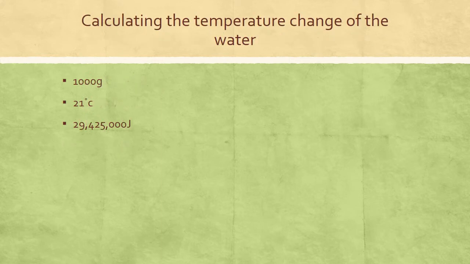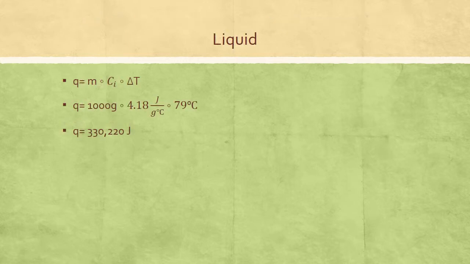The temperature change of the water, we want to know what we have. So we know there's 1,000 grams of water. It's at 21 degrees Celsius, and the energy required was 29,425,000. First thing we want to do is find out how much energy is required to take the liquid up to the gas state.